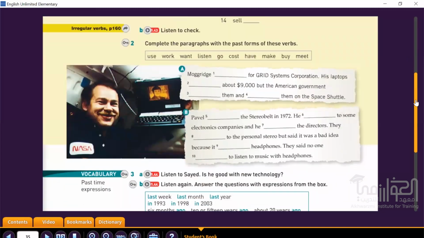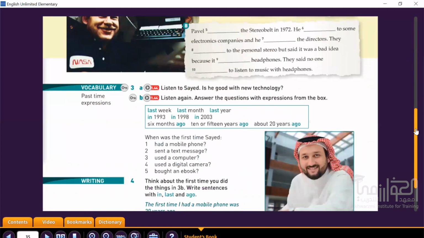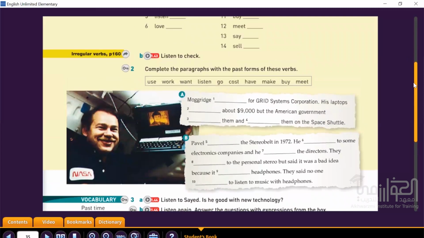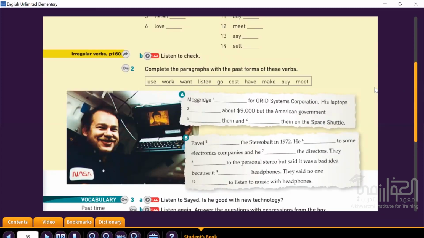So I want you to try this. It is a little bit tricky. I want you to try this exercise with the past forms. It's about a previous paragraph. It will not be very easy for you, so I will help you with it. We will do this together. So let's look at the answers together.